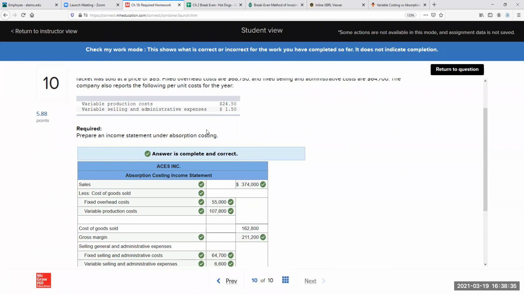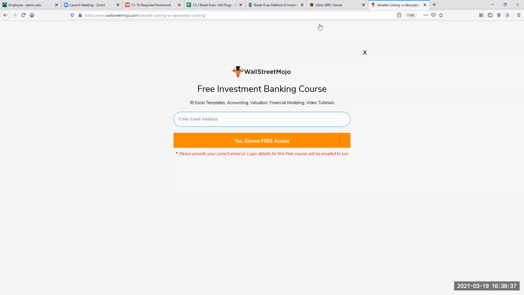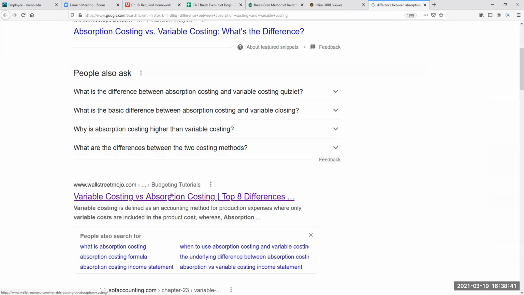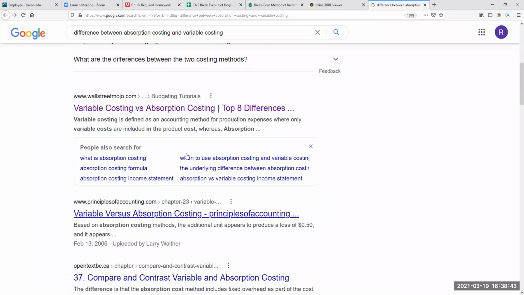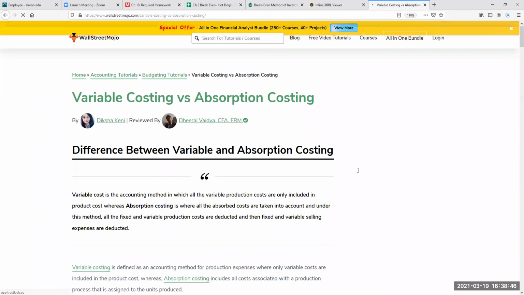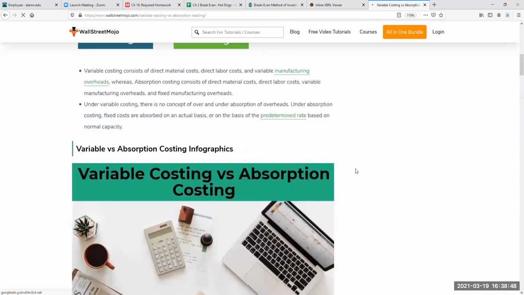All right, so now I want to share with you one other thing before we go. Did it not show it? Did I lose it? Top 8 differences. Let me text here. Now, I would like to share this with you.